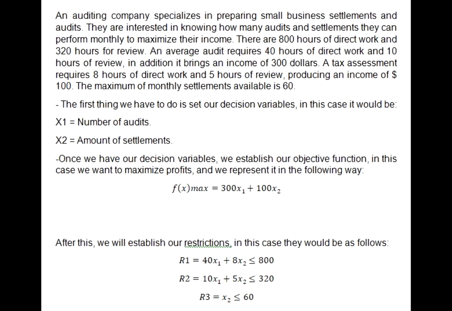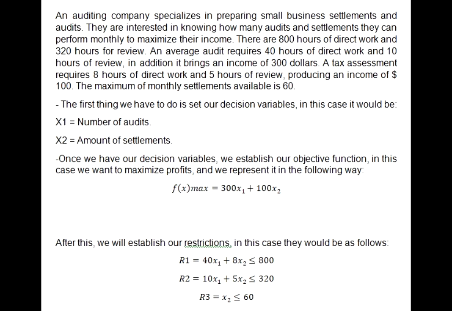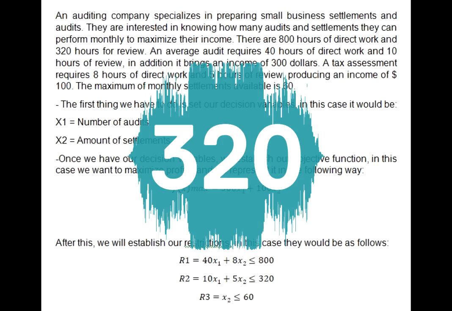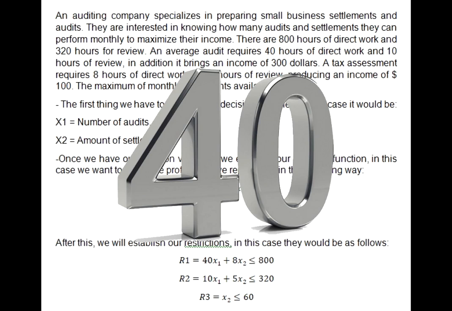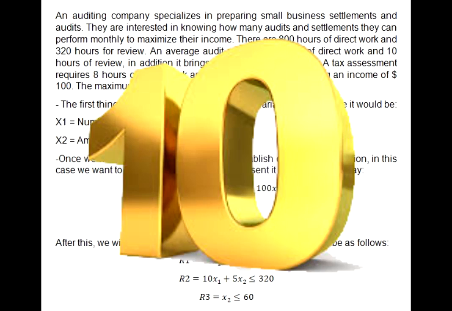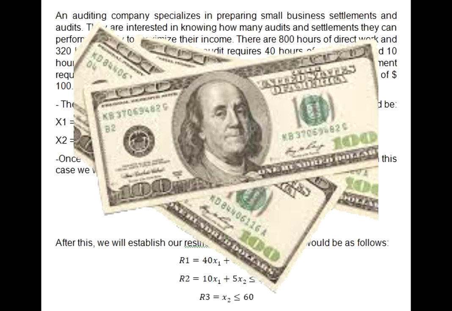There are 800 hours of direct work and 320 hours for review. An average audit requires 40 hours of direct work and 10 hours of review. In addition, it brings an income of $300.